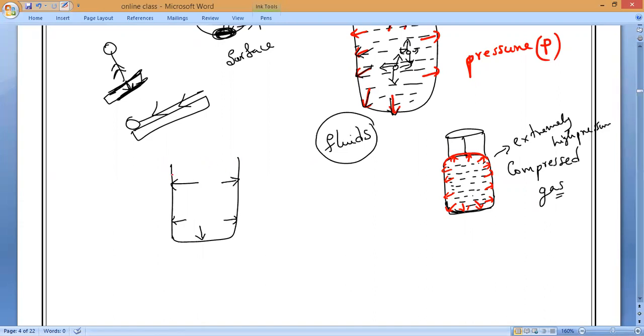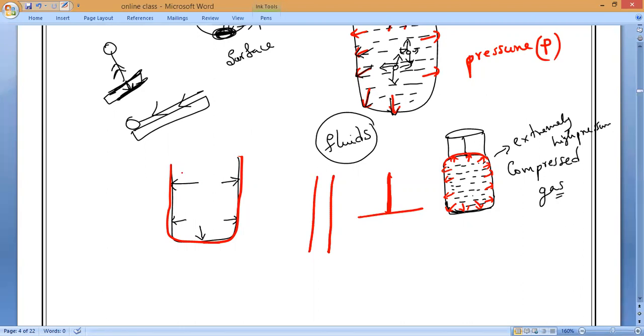Now the fluid is in contact with the surface here. Is the fluid exerting pressure perpendicular or parallel to the container walls? Check it, everyone. Perpendicular means this, and parallel means this. The pressure exerted by the fluid on the walls of the container is directed perpendicularly to the surface or parallel to the surface? Perpendicular, sir.